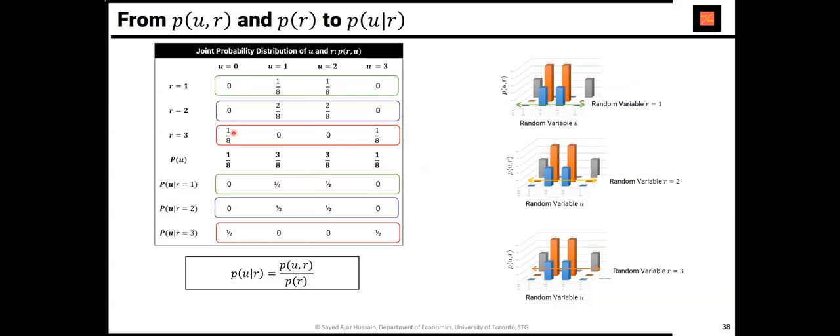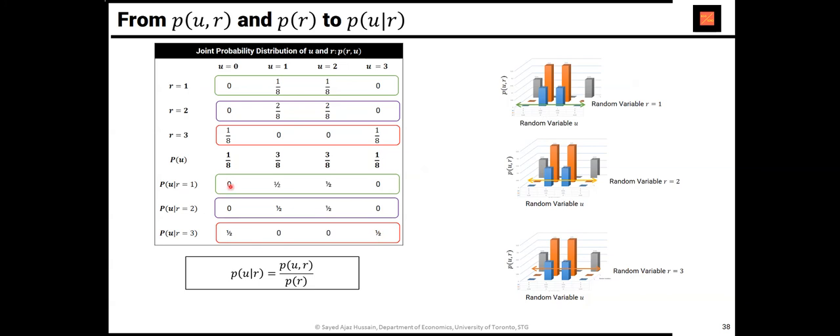By the same token, what's the probability of u being equal to 0, given that r was equal to 2? 0. What's the probability of u being equal to 1, given that r is equal to 2? The total probabilities add up to 4 over 8. So the chance of this one will be 2/8 divided by 4/8, which is 1/2. And for this one, the probabilities sum up to 2/8, so 1/8 divided by 2/8, which is 1/2.